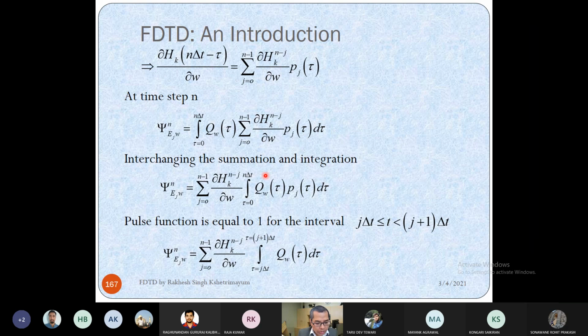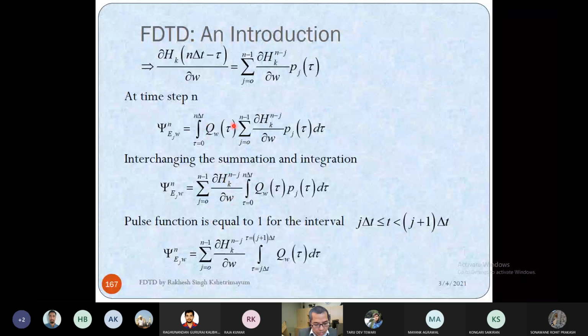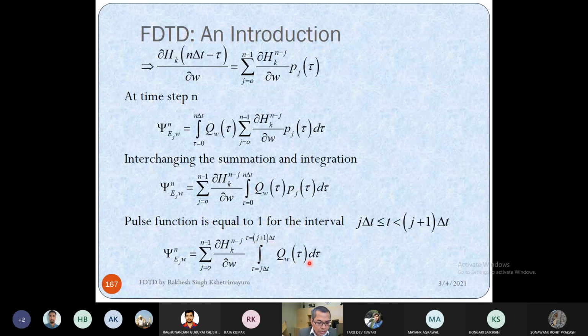Summation j going from 0 to n minus 1, del by del omega of sk(n minus j), times the integration over q w(tau) and pj(tau), where tau is going from 0 to n delta t. But you remember that this pulse function is non-zero only over the interval j delta t to (j+1) delta t. So you can just substitute this as 1 over the interval tau going from j delta t to (j+1) delta t. Then you do the integration of qw(tau). And if you remember, this qw(tau) was an exponential function. Exponential function integration is very simple, so you can do the integration now.